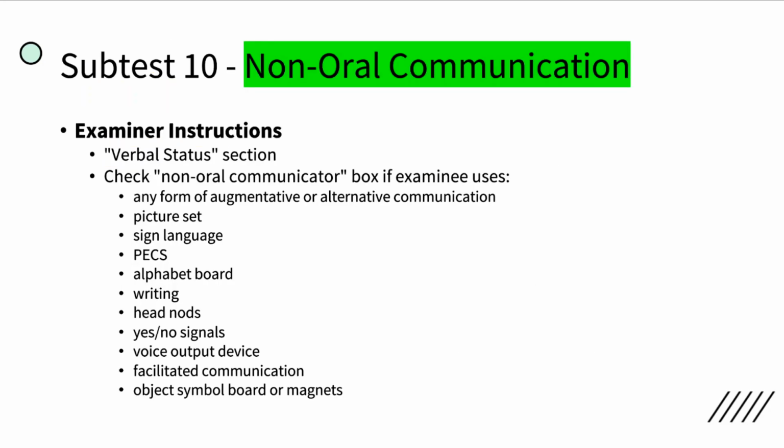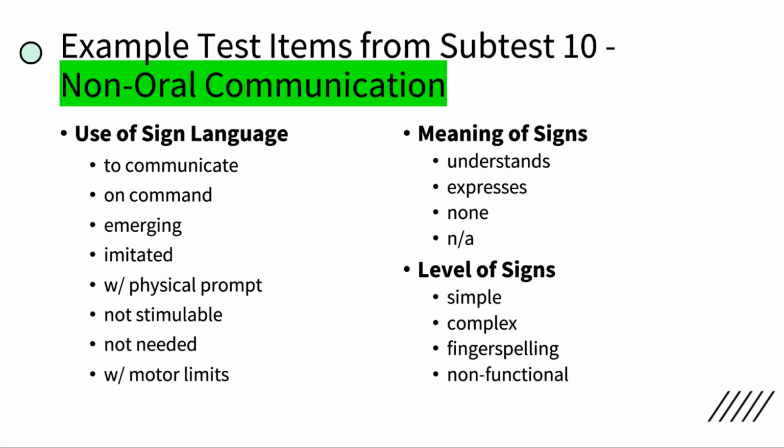Subtest 10 looks at the individual's non-oral communication. Under a section titled Verbal Status, the examiner is to check the non-oral communicator box if the individual uses or is in the emerging state of using any means of augmentative or alternative non-oral communication through a picture set, signing, PECs, alphabet board, writing, head nods or signals for yes or no, electronic device, low technology recording voice output device, facilitated communication, or object symbol board or magnets. This slide shows how sign language is evaluated by use, meaning, and level.